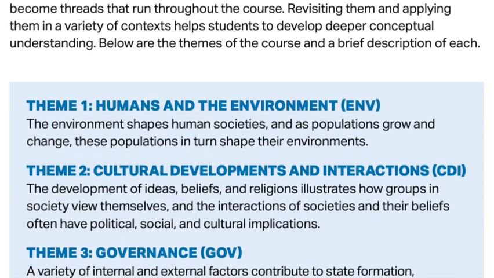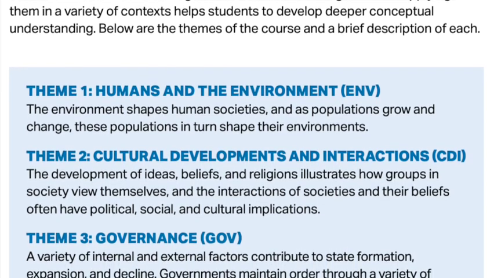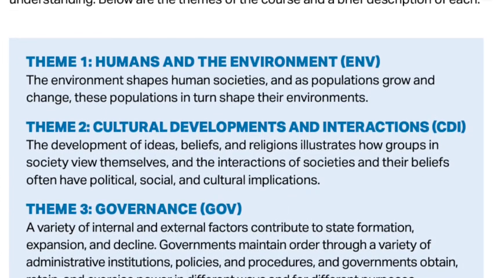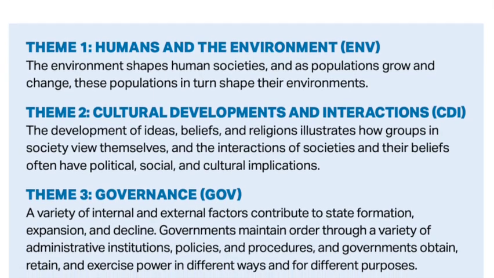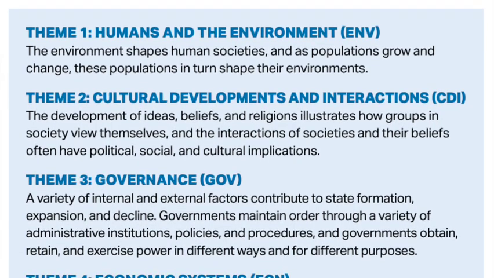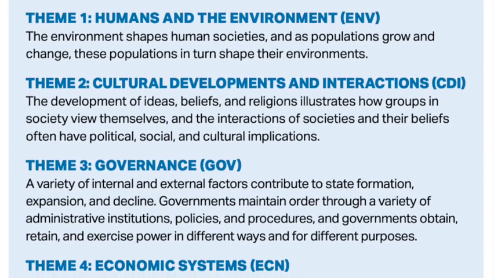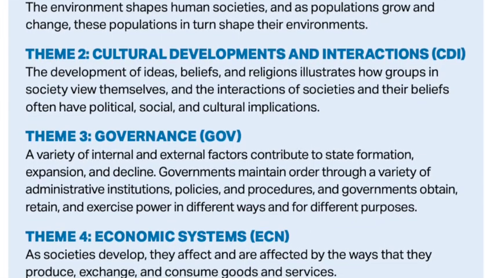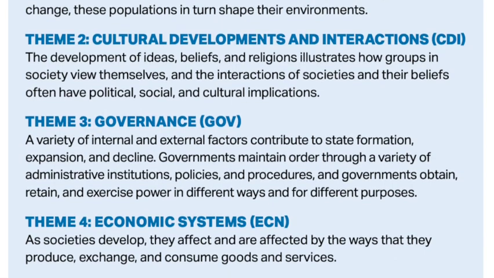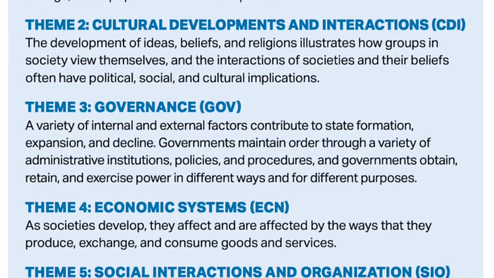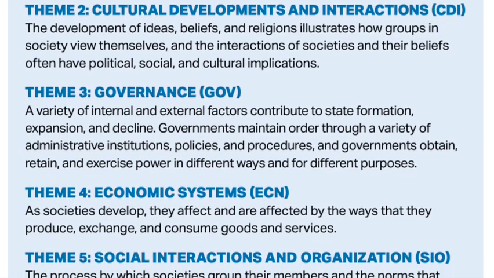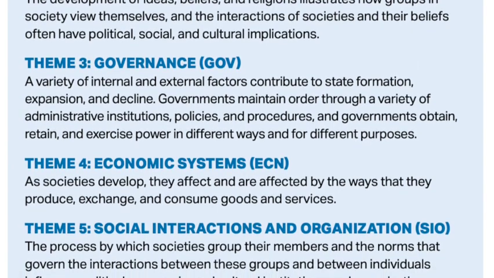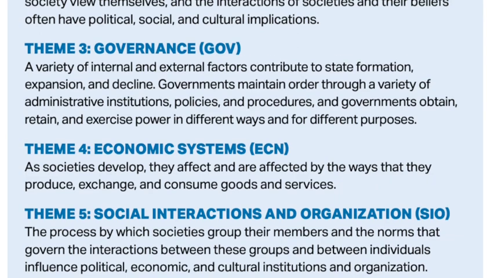The second theme is cultural developments and interactions. When we're talking about culture in AP World, we're talking about beliefs and ideas, religious beliefs, and how does this shape other things. Theme 3 is governance. How do different societies organize themselves politically? The fourth theme is economic systems, and we're going to see lots of different types of economic systems. It's basically, how do people trade goods?